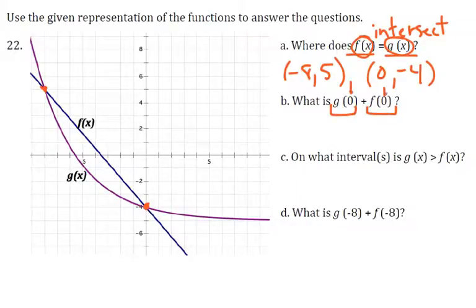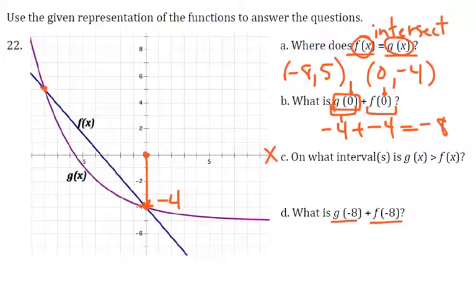So our inputs are zeros. So the x is the input, so we start at 0. We go down. What are they both? Well, their y values are both negative 4. So, because g of 0 means we want the output, negative 4 plus negative 4 would give us negative 8. Okay, same with d. g of negative 8 plus f of negative 8. So we go to negative 8. Okay, and they're both 5, right? That's their output. So 5 plus 5 would give us 10.